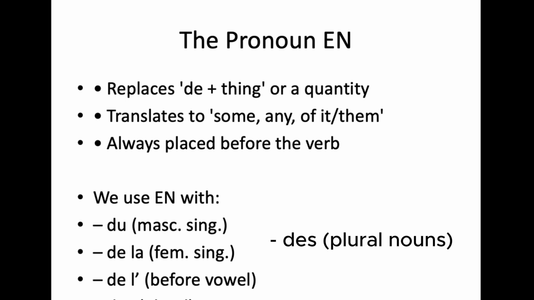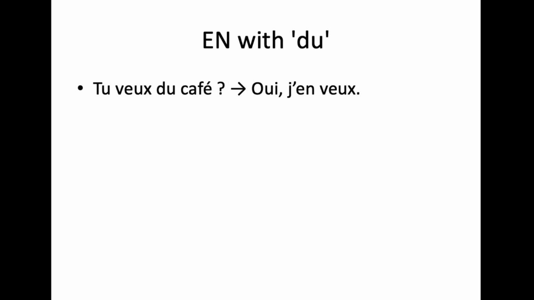It can also replace a quantity. When we want to talk about a quantity, we have to put the pronoun en, but there we don't have a real explanation. You just have to put this pronoun all the time, but we'll come back to it later. It also translates as some, any, of it, of them, so it's very important. And the final very important element that I wrote there is that it's always placed before the verb, so you have to remember this. We will come back and begin with the first article, which is du.